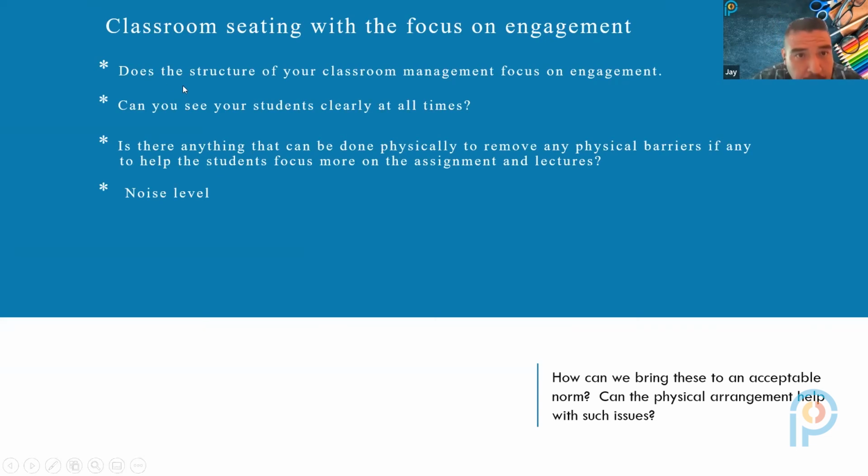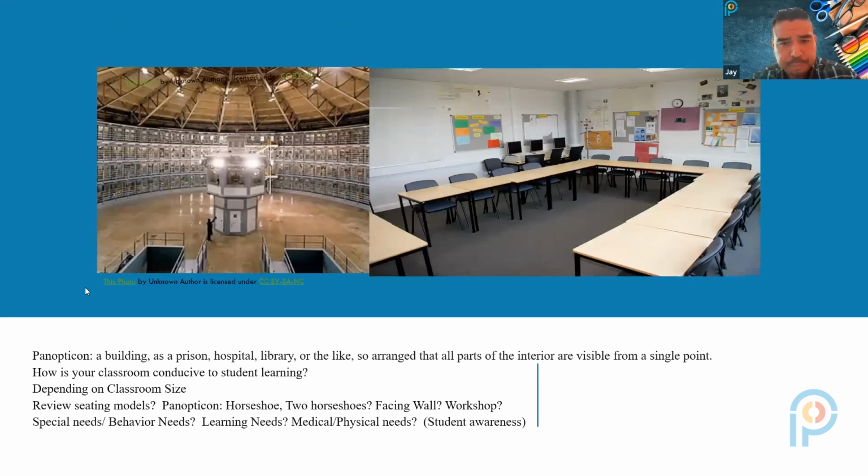So, classroom seating with the focus of engagement. I like to seat my class in a certain way. Obviously, I'm teaching from proximity, but I still give my teacher input as to the seating arrangement, because the structure of the classroom is really important. Can you see your students clearly at all times? Is there anything that can be done physically to remove any of the physical barriers, if any, to help the students focus more on assignment and lecture? It's this noise level. We get this word panopticon, but basically I can see the students all at once without having to look behind me, look around me.